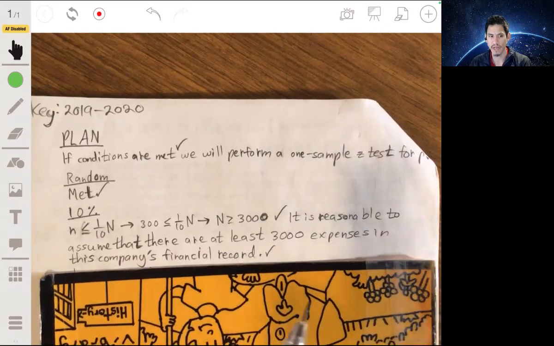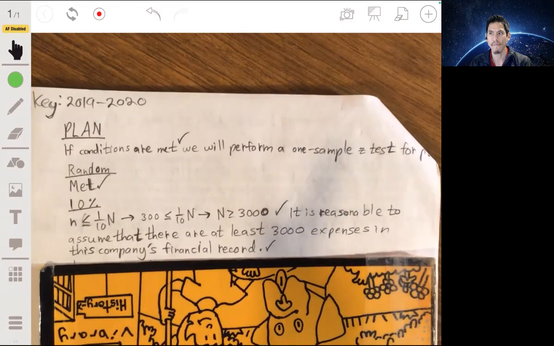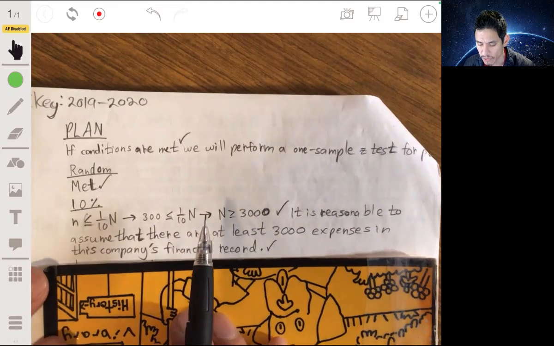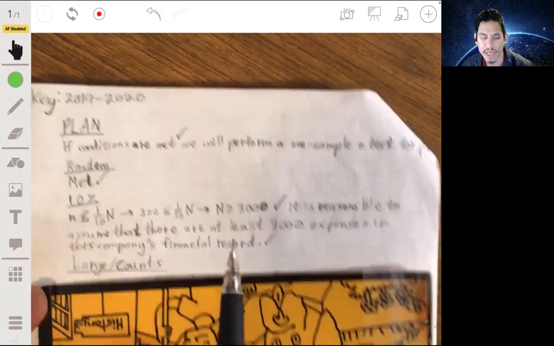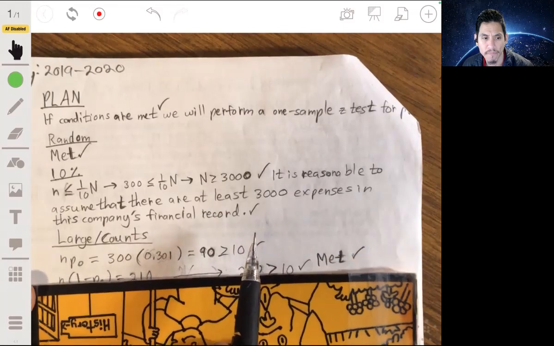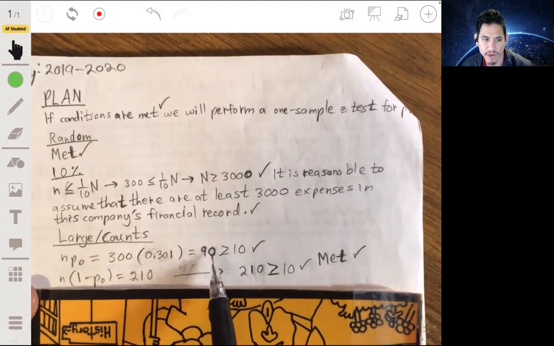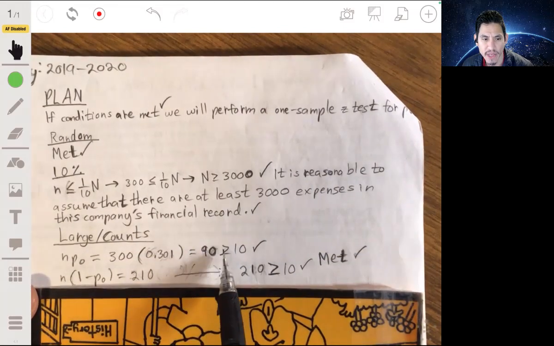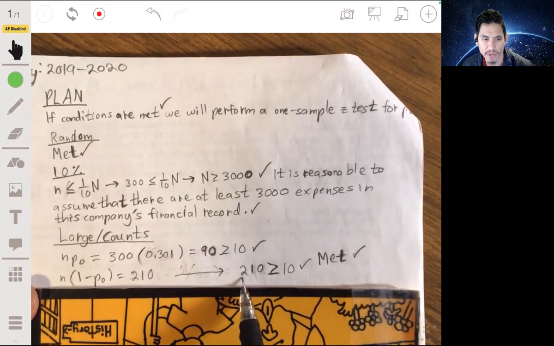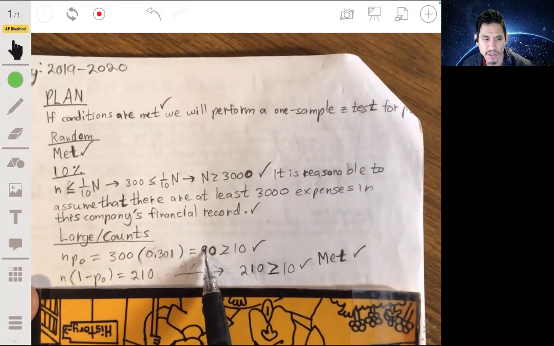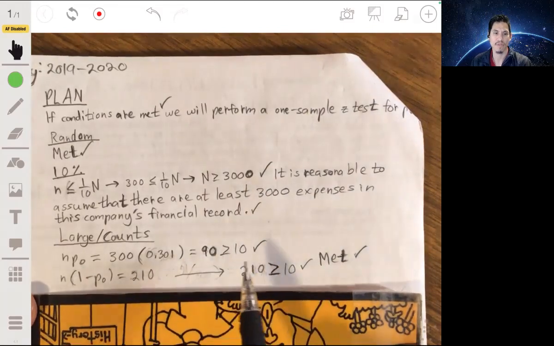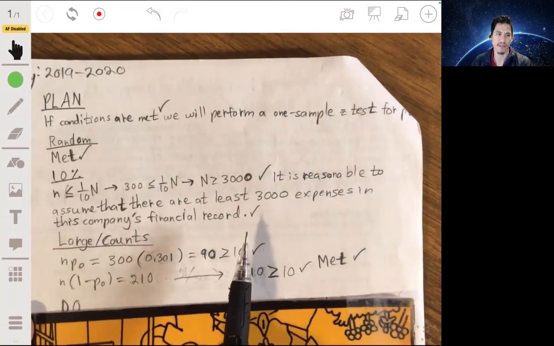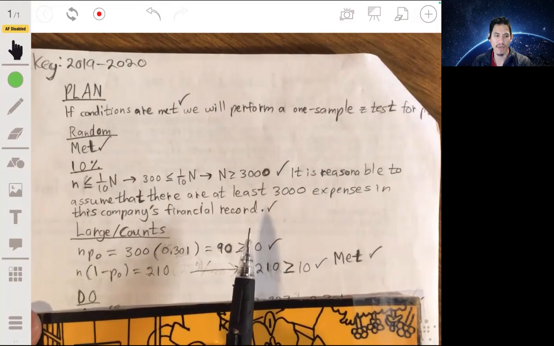Remember, n p naught. We assume the population proportion is 0.301. So we do 300 times 0.301 and 300 times 1 minus 0.301. We get 90, or very close to 90 essentially. And then that means 210 will be the other one, because remember, this plus the failures, they both have to add up to 300. So both these are at least 10, so the conditions are all met.